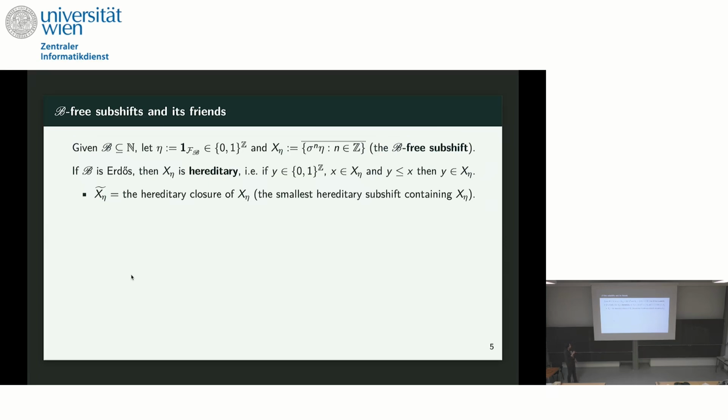So if B is not R dash, then X eta might not be hereditary anymore, so it's clever to consider the hereditary closure.